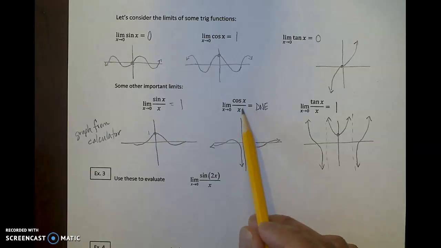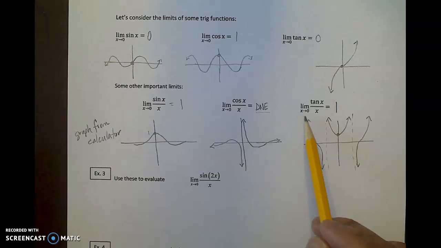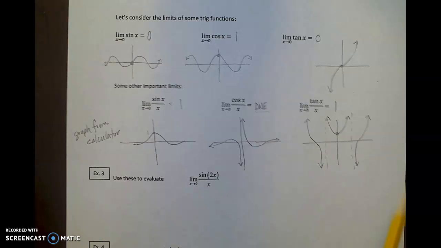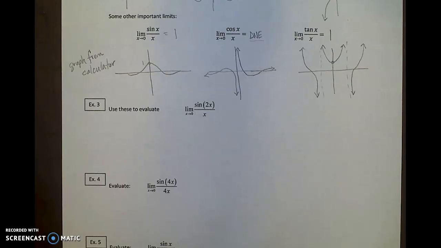For cosine x over x, as x approaches 0, since the two sides do not have a common value, that limit does not exist. And for tangent x over x, looking at the graph from the calculator, coming in from the left and from the right, we approach the value of 1. Okay, so with that, we should be able to use some really cool substitution in finding these particular limits.